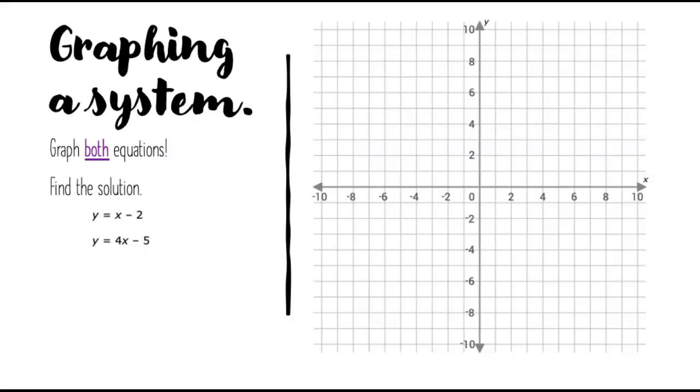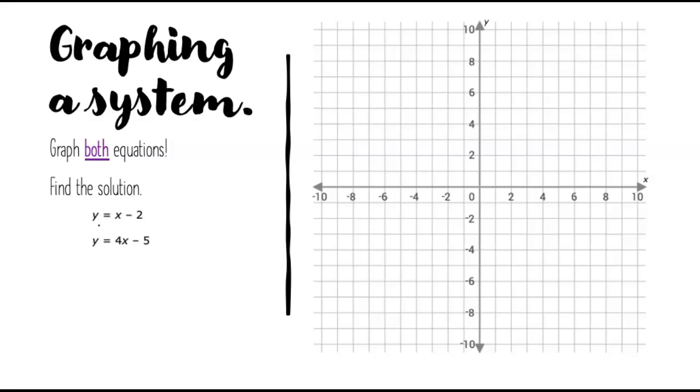It doesn't give you a solution. It says graph a system and find the solution. So when the solution's provided for you, you can just check it. But when it's not provided, you're going to have to do some work. And what we're looking at today is you will need to graph both equations and then find the solution.